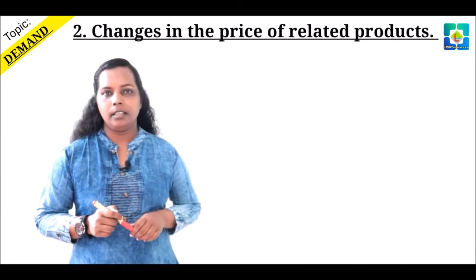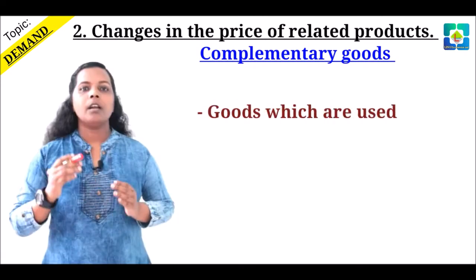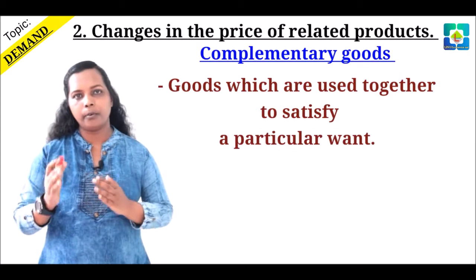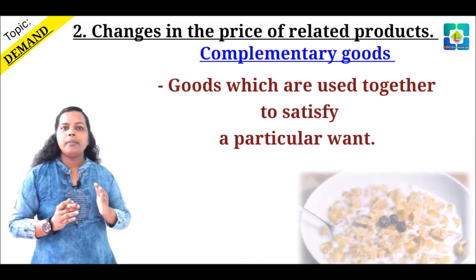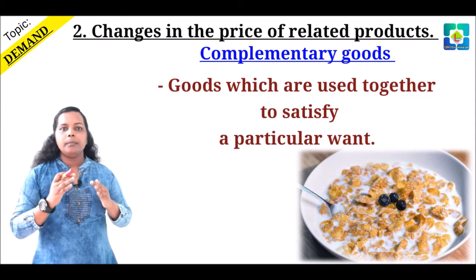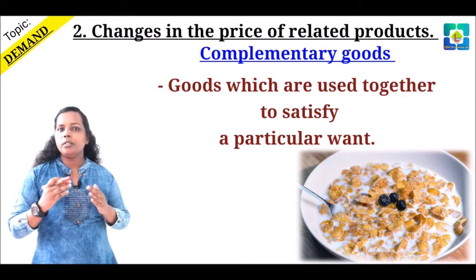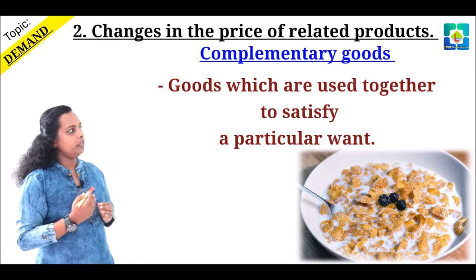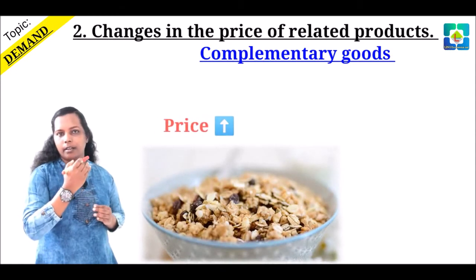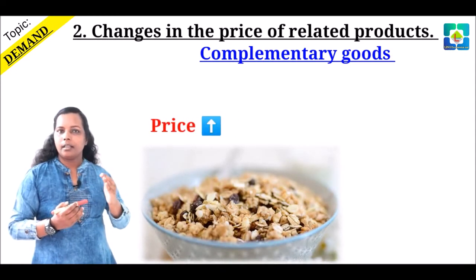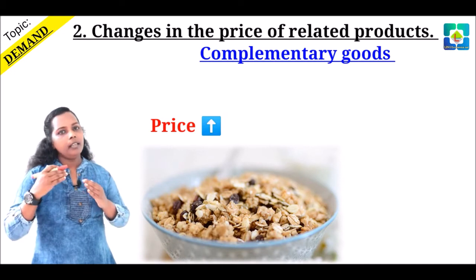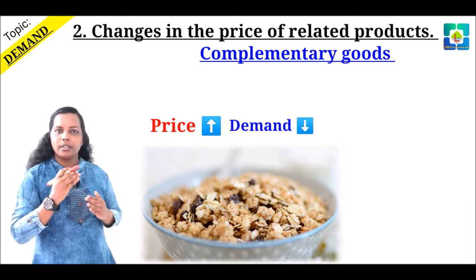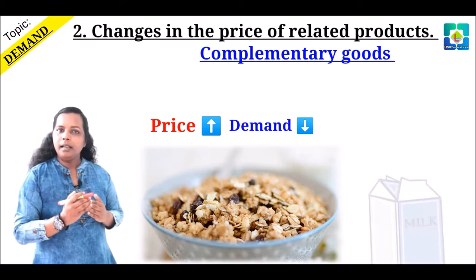The next related product is complementary goods. Complementary goods are goods which are used together to satisfy a particular want. For example, breakfast cereal and milk, because these two products are used together to satisfy a particular want. In this case, what will happen to the market if the cereal price increases? When the cereal price increases, the consumer prefers to buy its substitutes. They are not going to buy much of the quantity of cereal. As a result, the demand for milk will decrease.